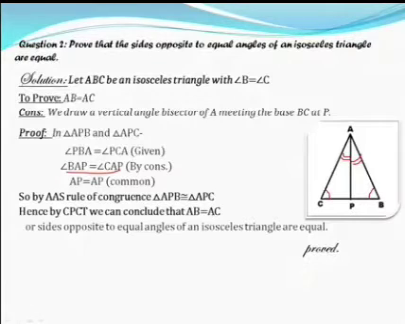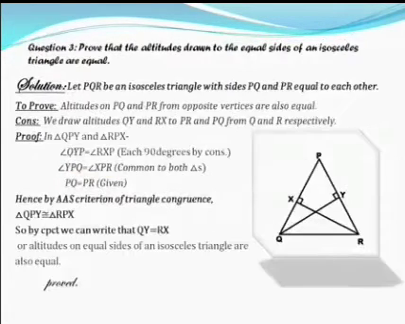The converse of this fact is also true. Let us move to the next question. In this, it has been asked to prove that the altitudes drawn to equal sides of an isosceles triangle are equal. Altitude is the perpendicular drawn to a particular side from its opposite vertex. So we need to show here that if a triangle is isosceles, then the altitudes to its two equal sides are also equal to each other.